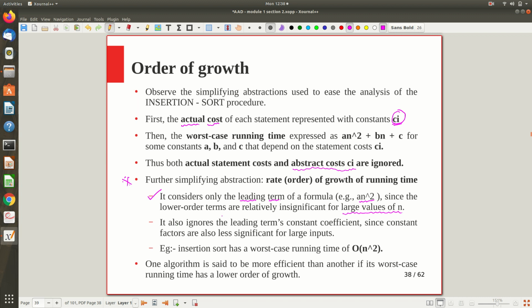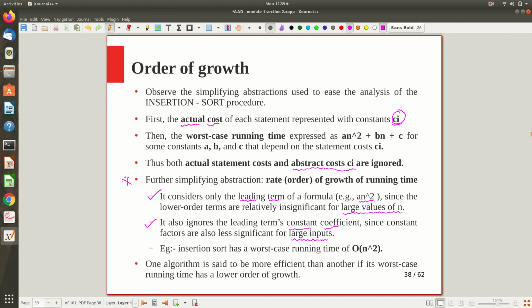It also ignores the leading term's constant coefficient. What is our leading term? It is a n square, and it has a constant coefficient a. That also you ignore, because it is not going to have an impact for large values of n. Constant factors are also insignificant for large input, so we always focus our analysis on large input only.